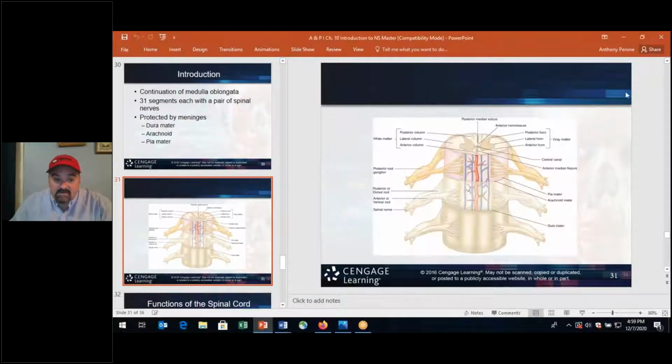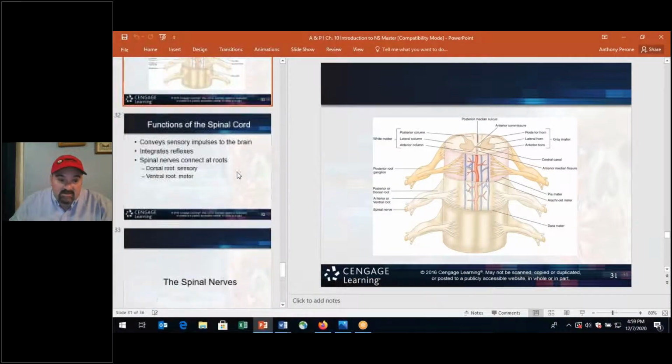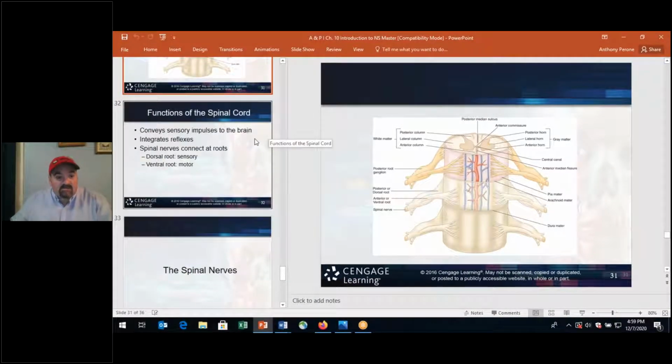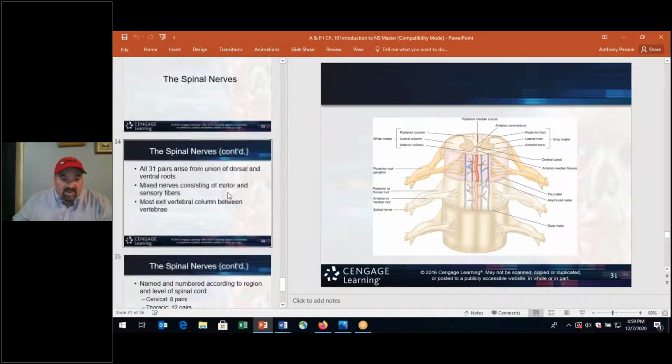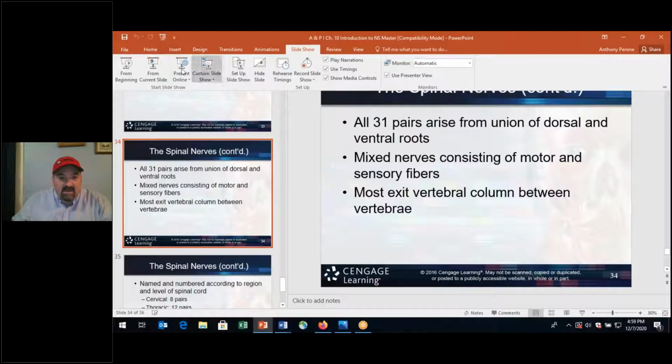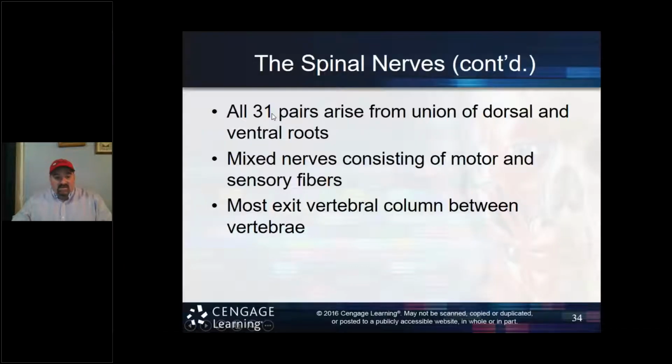And so we've talked about the spinal cord as far as what's taking place with that. Let's look now at the spinal nerves and see, all 31 pairs arise from a union of the dorsal and ventral roots, as I said before. Dorsal is taking sensory input, ventral motor output. They are mixed nerves, like I said, motor and sensory fibers.